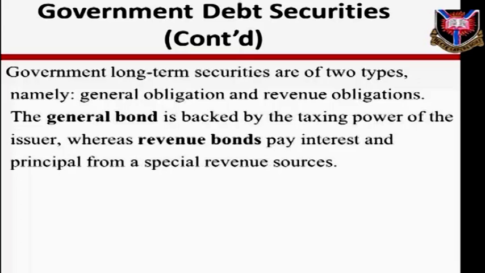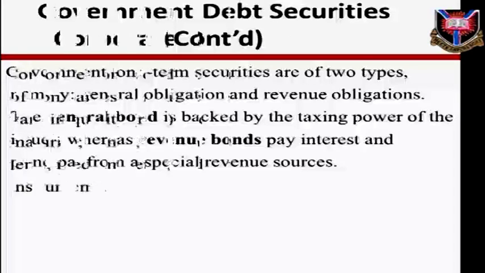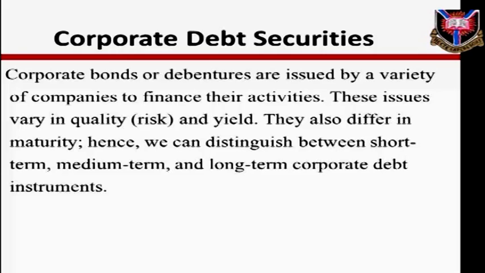The toll road bond will pay interest and principal from toll receipts. This makes the revenue bond a high-risk instrument if the revenue source falls short of expectations. Corporate debt securities. Corporate bonds or debentures are issued by a variety of companies to finance their activities. These issues vary in quality and yield. They also differ in maturity.